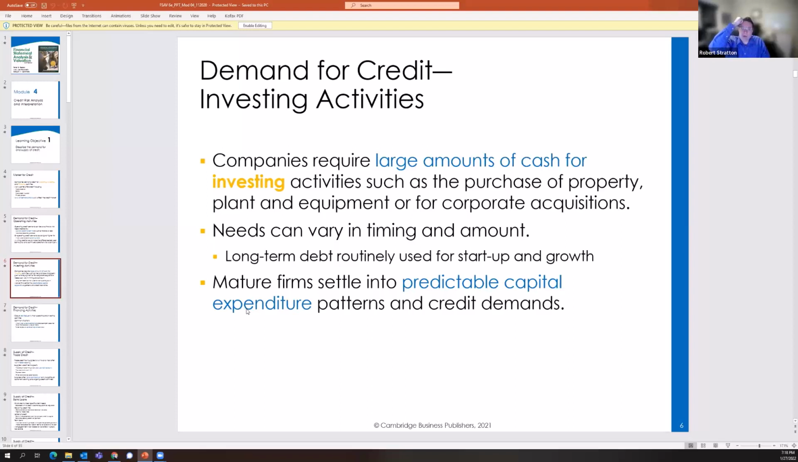Mature firms also settle into this predictable capital expenditure pattern, where they can predict year after year how their capital is going to be expended. So sometimes they'll need to make updated capital expenditures in a regular cycle, every 3 years or whatever. So they'll be taking out long-term debt for that. Startups, especially high growth startups, will take on long-term debt in order to finance their activities while they're building up for that exponential growth.